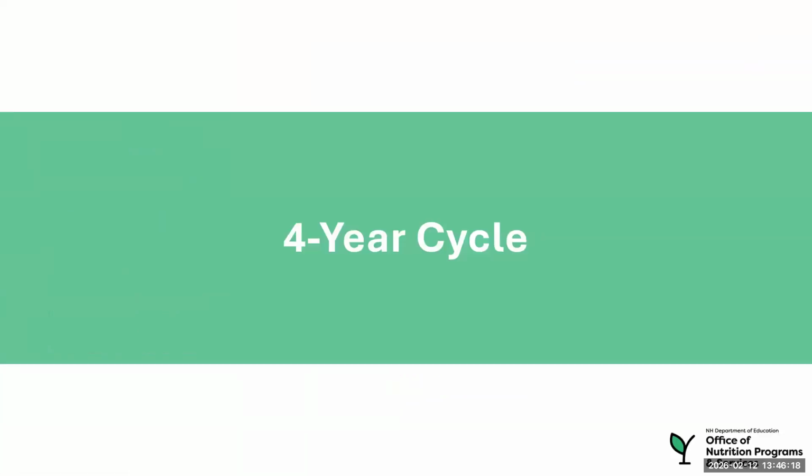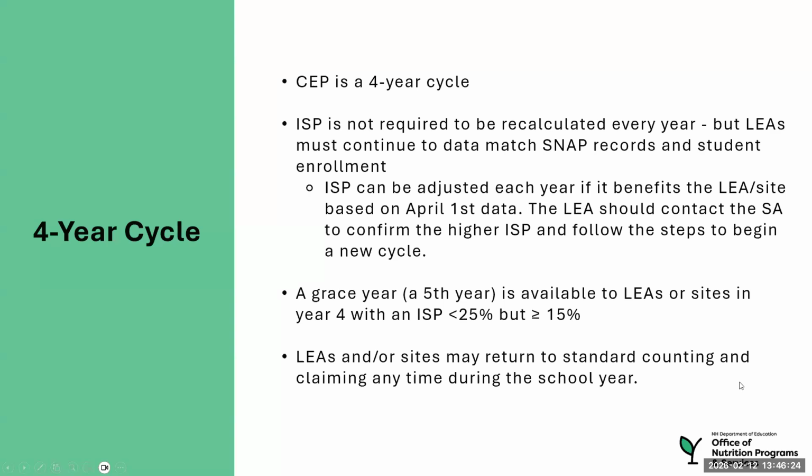And now we'll go more into the 4-year cycle. The ISP is not required to be recalculated every year, but LEAs must continue to data match SNAP records in student enrollment. The ISP can be adjusted each year if it benefits the school or the district based on April 1st data. So the LEA should contact our office to confirm the higher ISP and follow the steps to begin a new cycle.